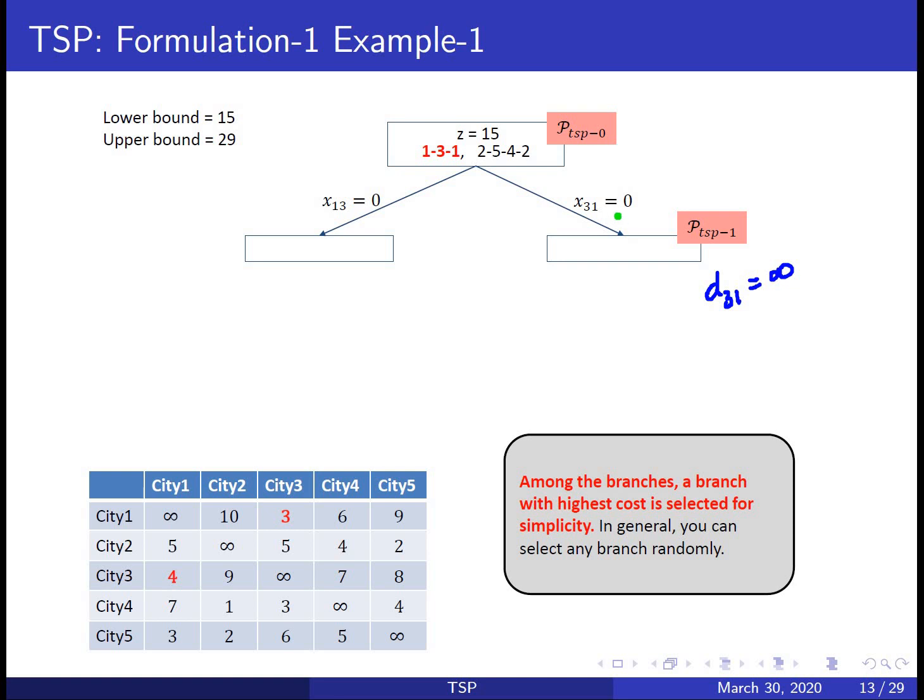The reason why I am not adding this constraint and I am changing the data is I am trying to preserve the assignment structure in the problem. Preserving the assignment structure will ensure that solving the LP relaxation of the problem will still give the integer feasible solution. So let us solve the PTSP1 problem with this distance.